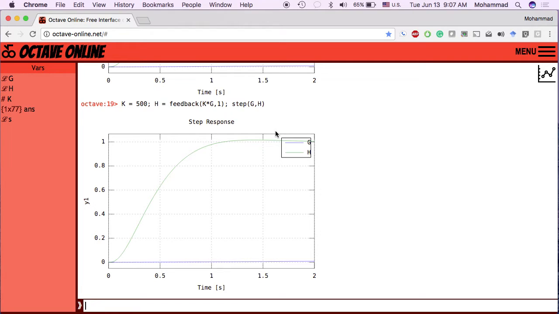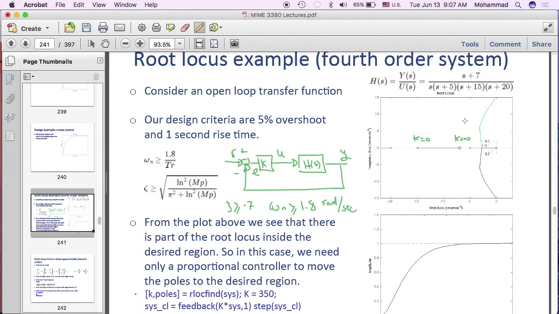So that's the benefit and strength of a root locus. It basically gives you an overall picture of what happens to the system as you change the controller gain. And this was an example of a fourth order system. So let's go back to the slide and review what we learned.